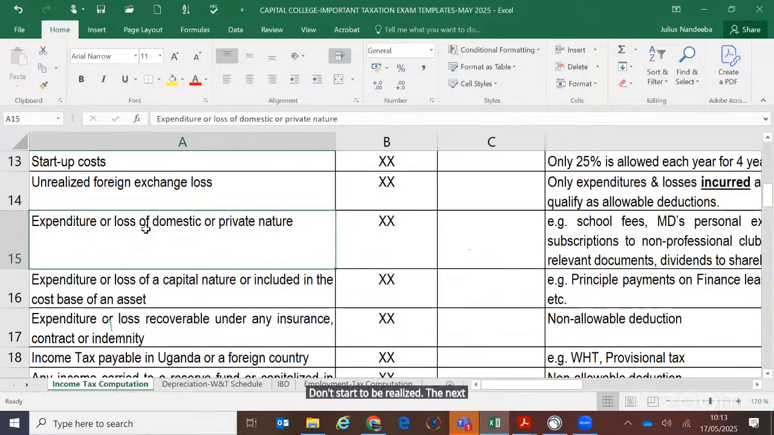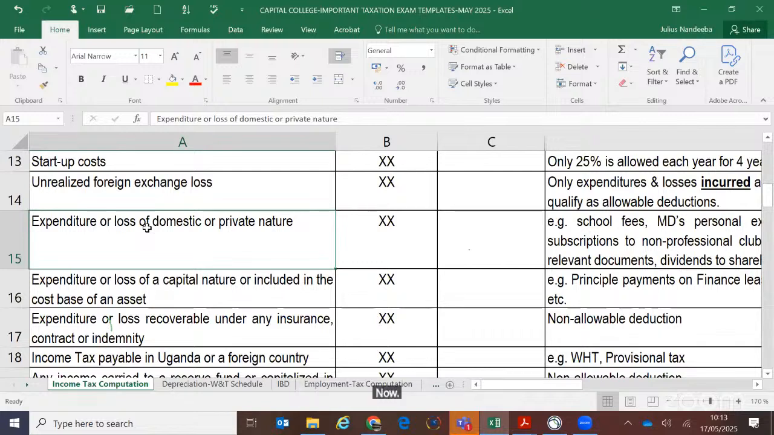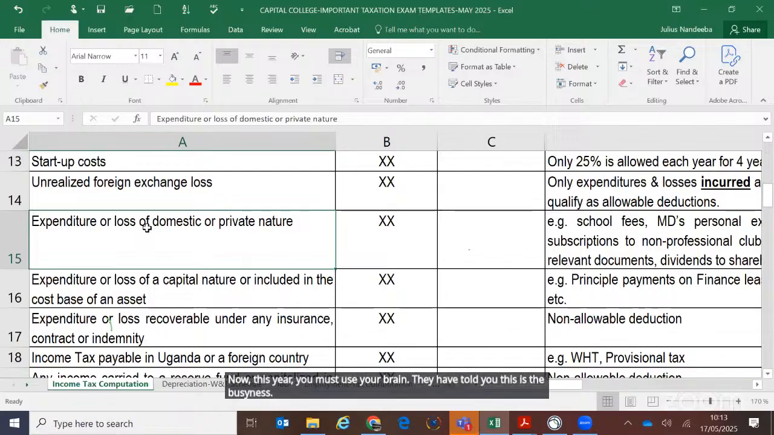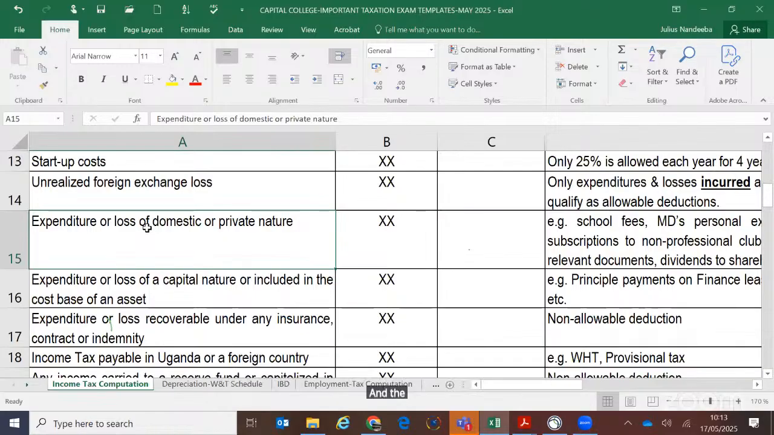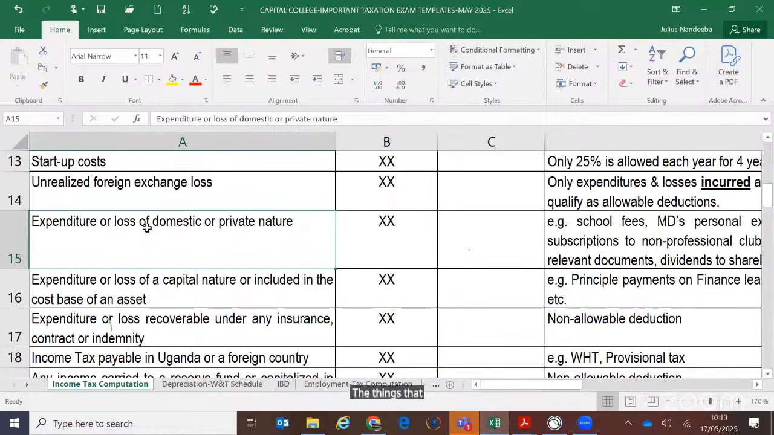The next one is, this one is now the biggest part. Expenditure or loss of domestic or private nature. Now this one you must use your brain. They have told you this is the business. And the expenses that you see are going for the private persons. The directors, they have spent on the director, they have spent on the staff, they have spent on things that are not related to the business. The things that are not related to the business are what we call expenses of domestic or private nature.